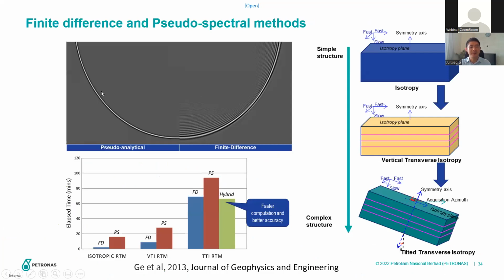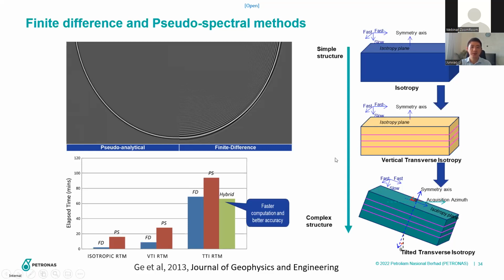So here is a bit of comparison of the pseudo-spectral method together with the finite difference method. Because with the finite difference method, with the change of the step lengths, we will inevitably have a kind of numerical dispersion, which can be found here. The pseudo-spectral method, theoretically, is dispersion-free compared to the finite difference method.